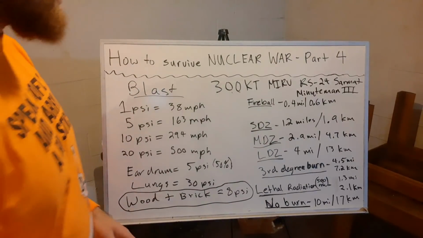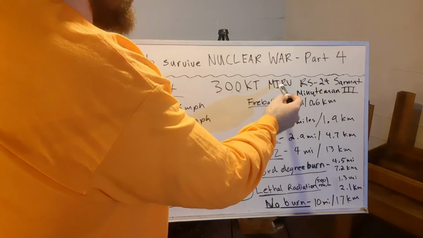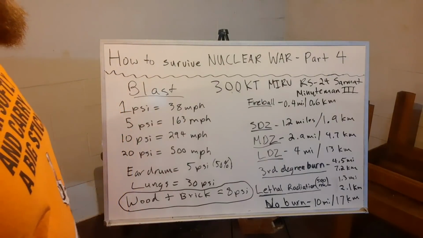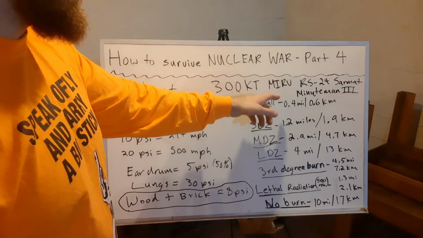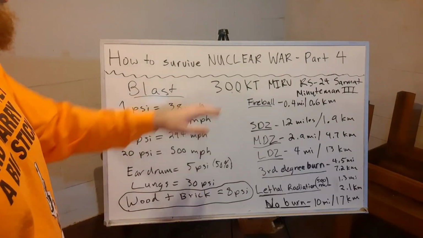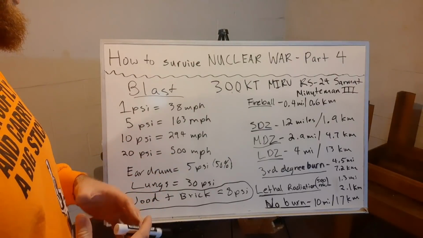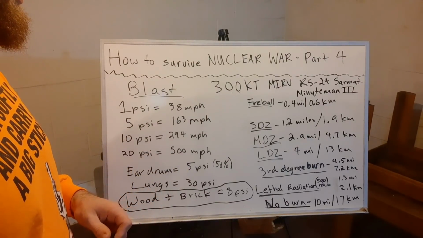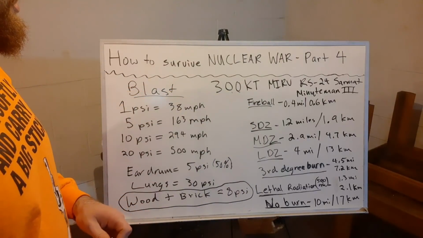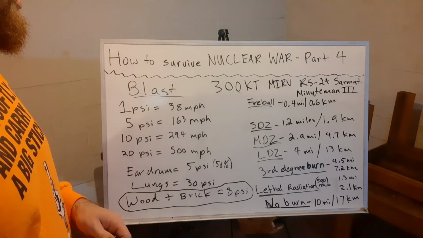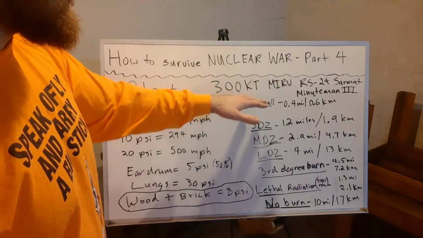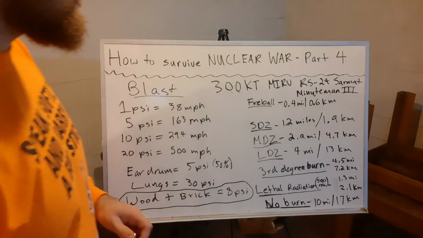All right, guys, so now we have the 300 kiloton MIRV RS-24 Sarmat or Minuteman III ICBM. A MIRV is a multiple independent reentry vehicle, and I talked about that in part 1 and part 2. These are smaller warheads that are combined together and put onto a single missile. Usually they have about 10 or 15 of these smaller warheads, and they're targeting smaller targets, and they can hit multiple targets from one ICBM, and that makes these very dangerous because they're harder to intercept.